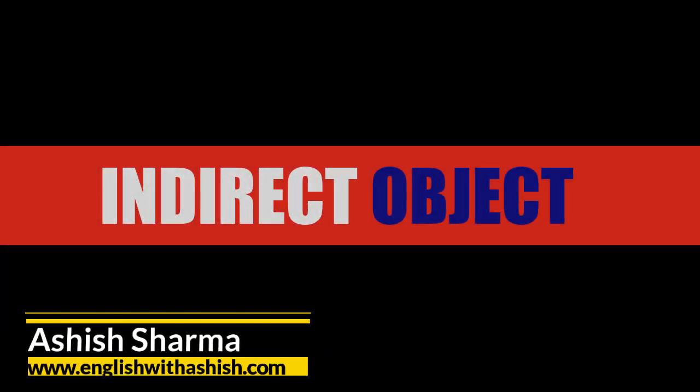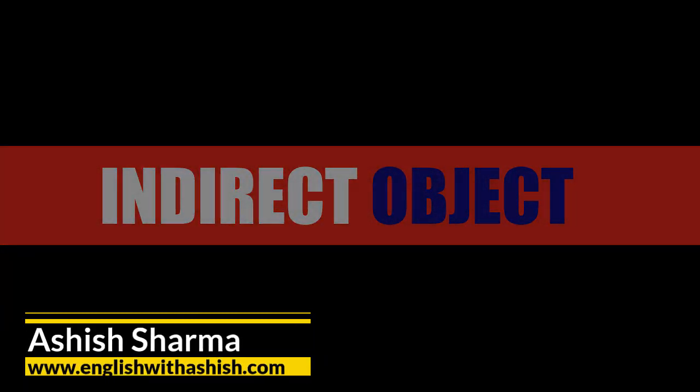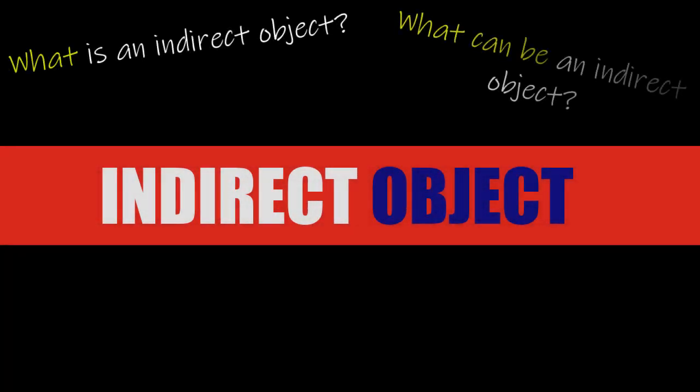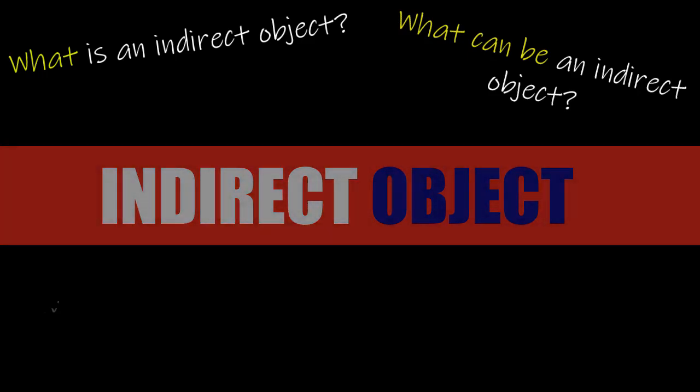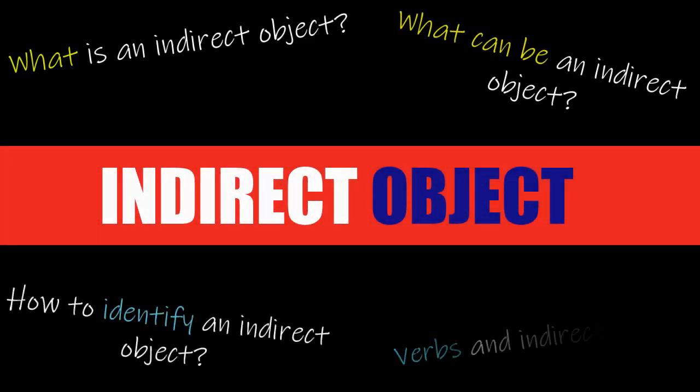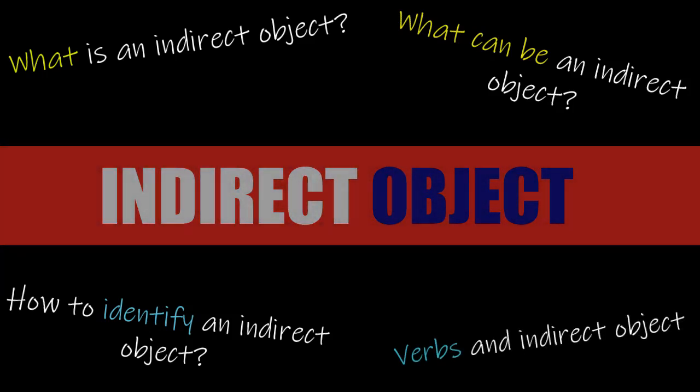And guys, today in this lesson, we are going to master everything about the indirect object. We'll learn what an indirect object is, what can function as an indirect object, how to identify an indirect object, and what are the verbs with which we use an indirect object. We'll learn how it's different from a direct object. In short, we'll learn everything about it. So I'm excited. I know you guys are too. Let's start with understanding what exactly an indirect object is.